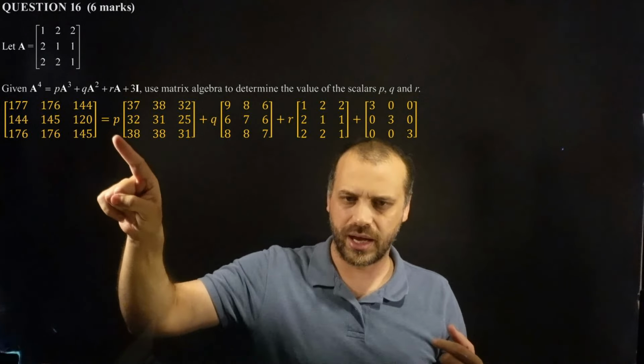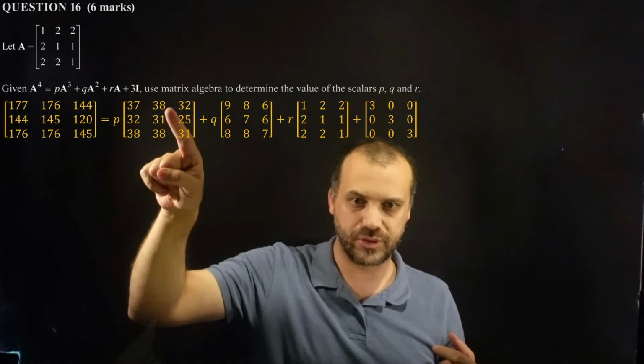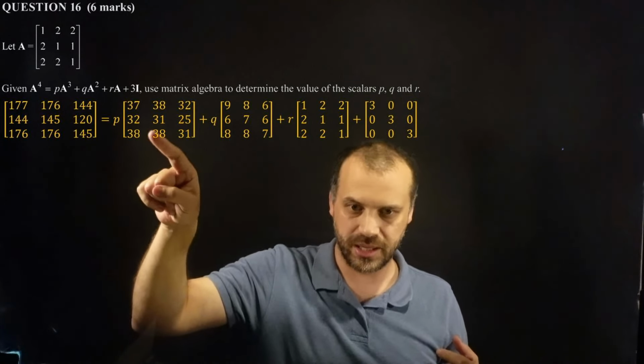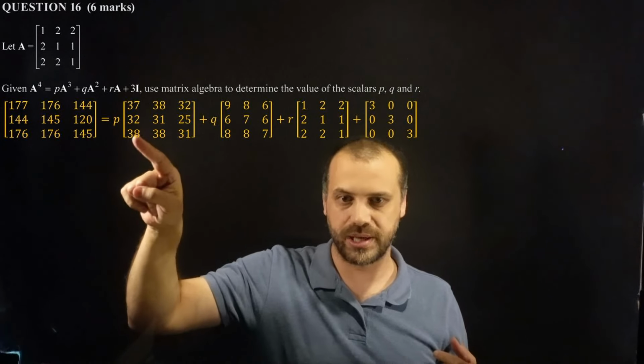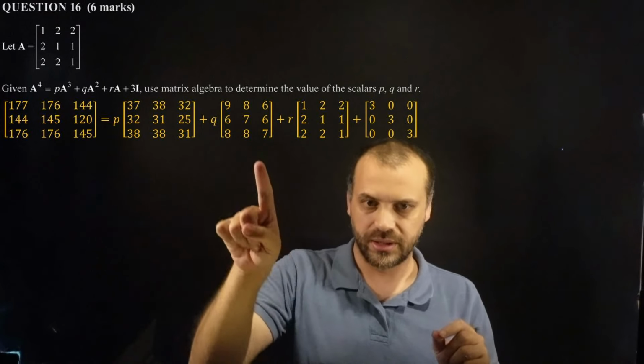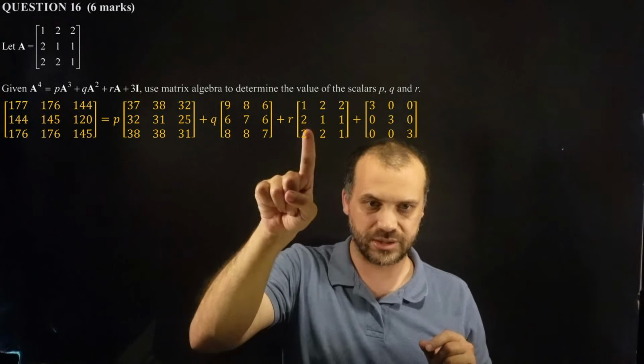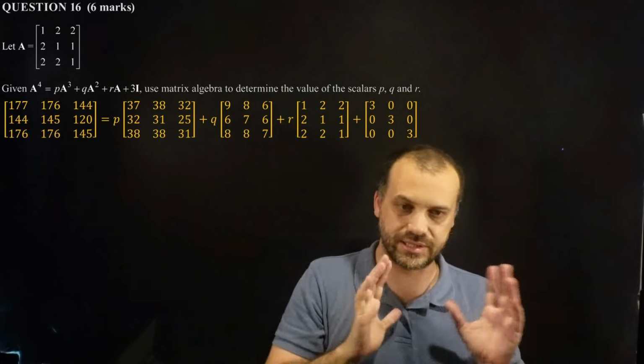So let's look at what would happen if we put the P into this matrix. We have 37P, 38P, 32P, 32P, 31P, 25P, 38P, 38P, 31P. Everything's got a P next to it. In this one, everything's got a Q next to it. In this one, everything's got an R next to it. And in this one, it's all 3s and 0s.